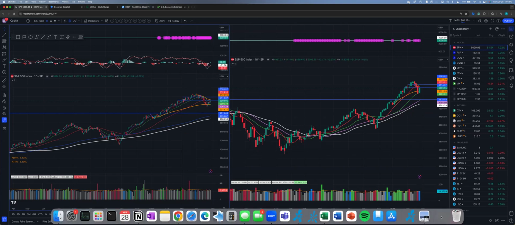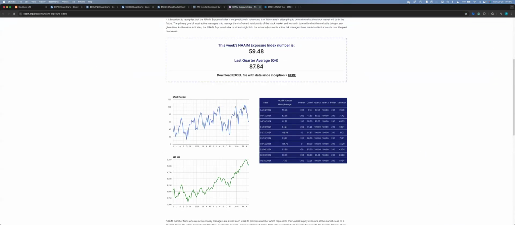And then finally, the NAM, we saw this cool off as well, which is definitely a good sign. To see neutral readings, which potentially can provide us fuel higher if that is what the market chooses.